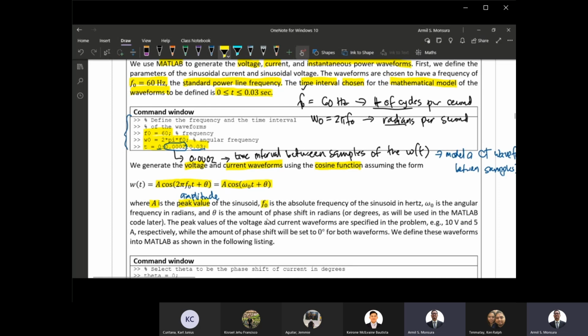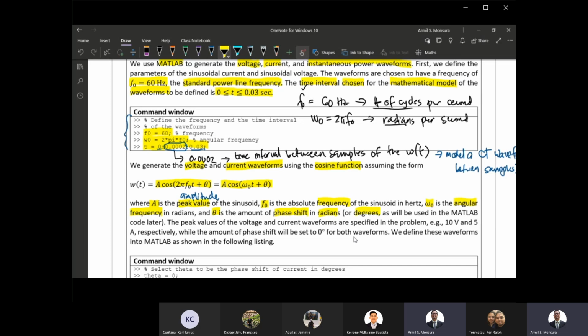F0, as already stated earlier, is the absolute frequency. Omega 0, the angular frequency, is in radians per second. And theta is the amount of phase shift, either in radians or in degrees.